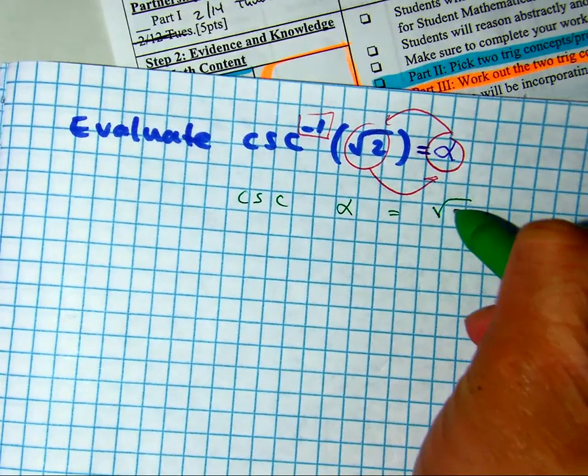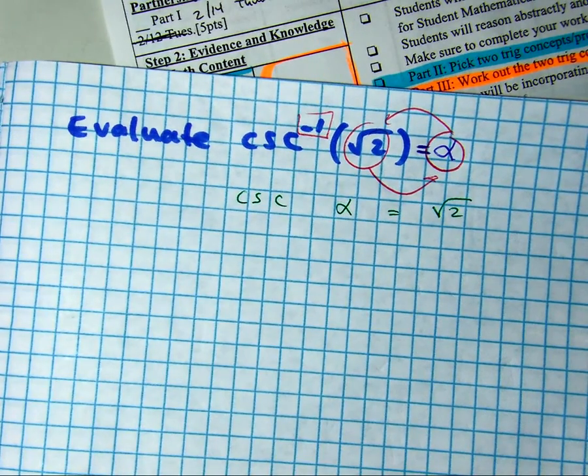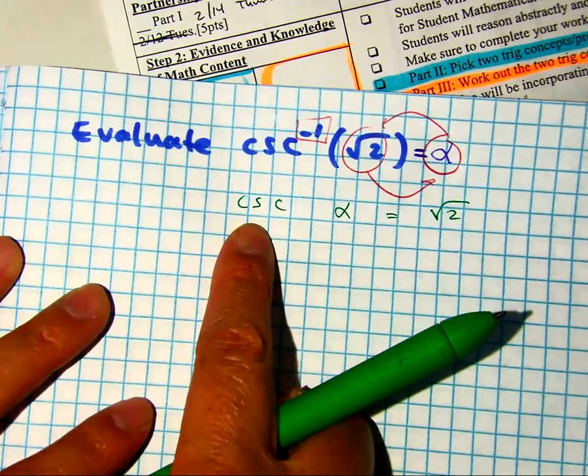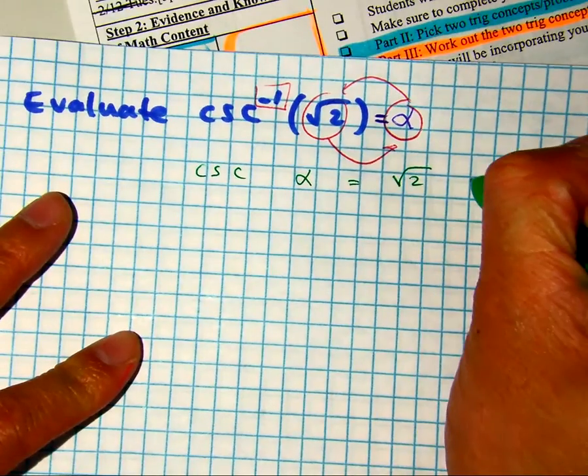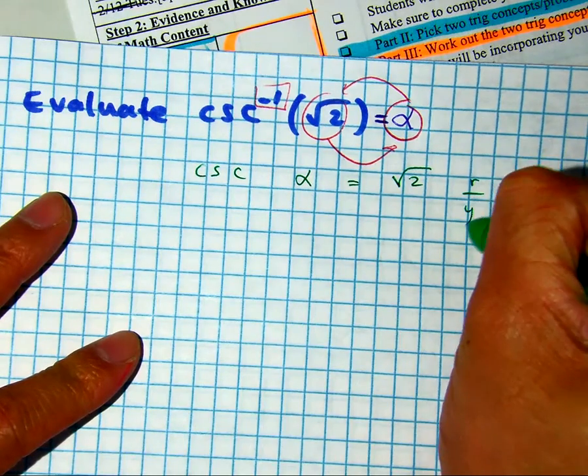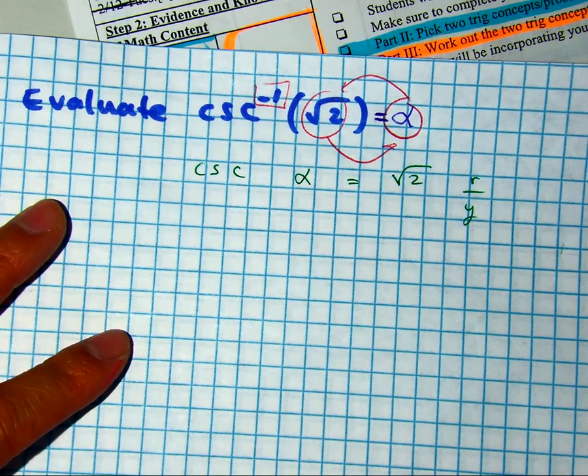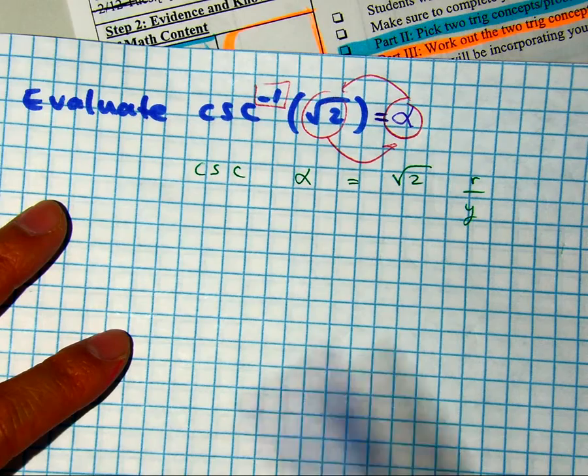Okay, what was my first hint? What is cosecant in terms of x, y, and r? R over y. What was my second hint? How do I make this a fraction?